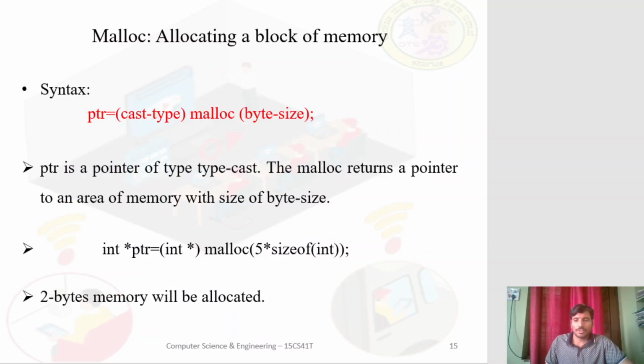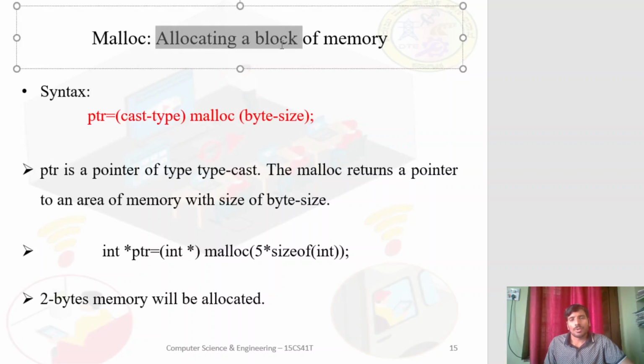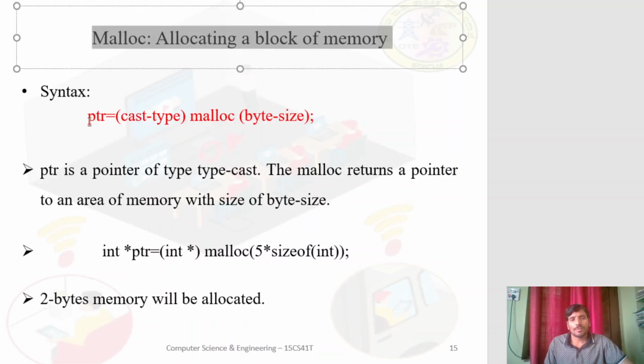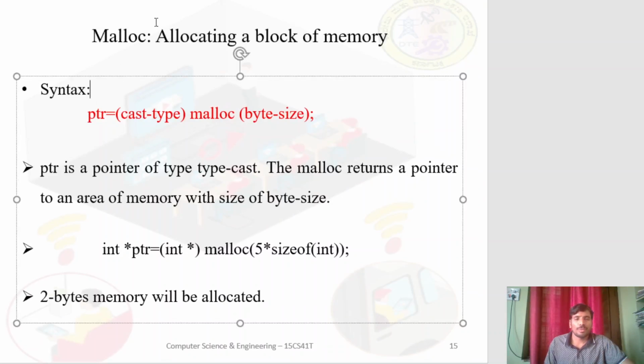Now let us see the first function, allocating a block of memory. If you want to allocate a single block of memory, we use the malloc function. Its syntax is: use a pointer, cast type, malloc and byte size. Byte size is the number of bytes you need, and you can mention that size here.